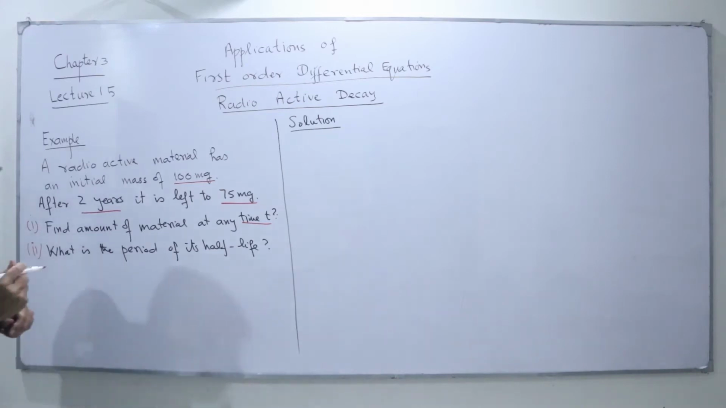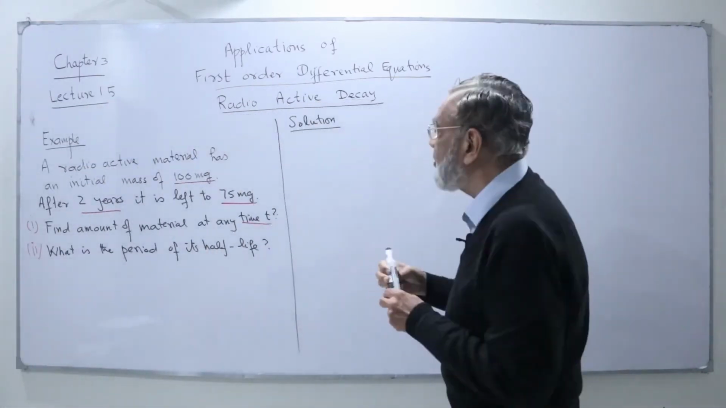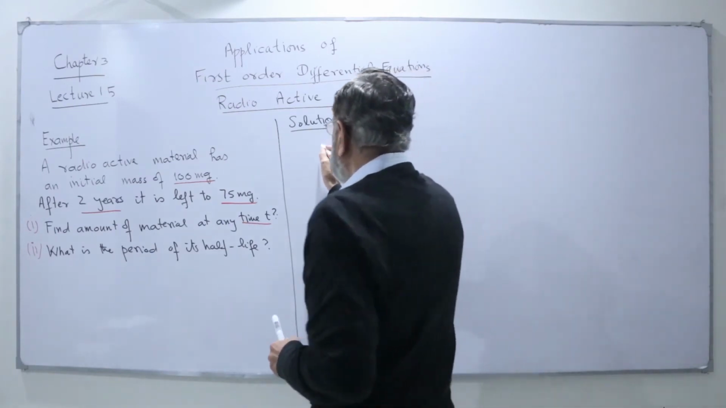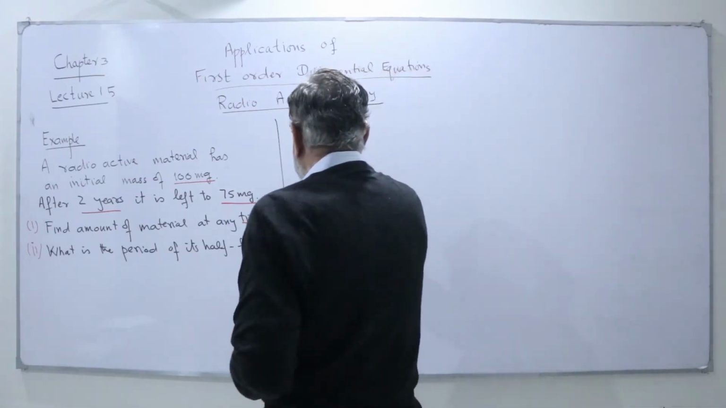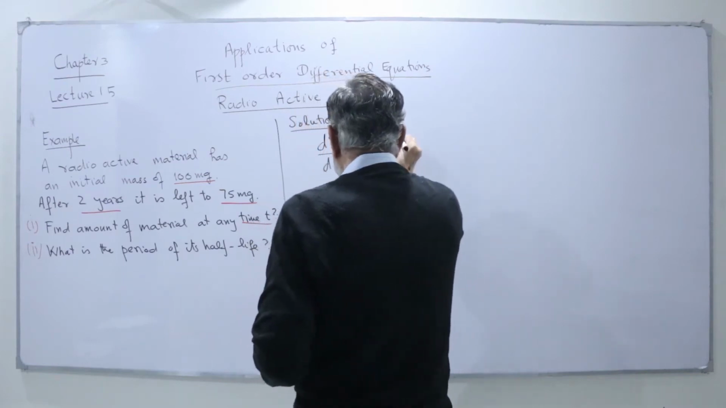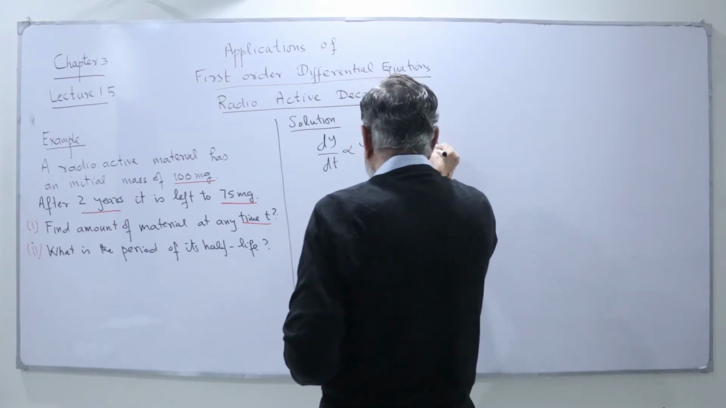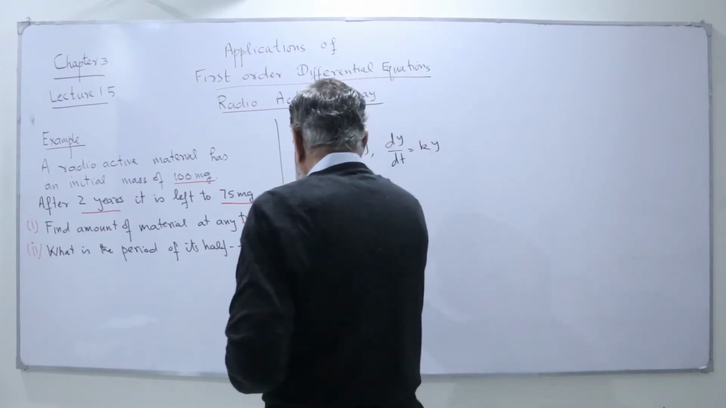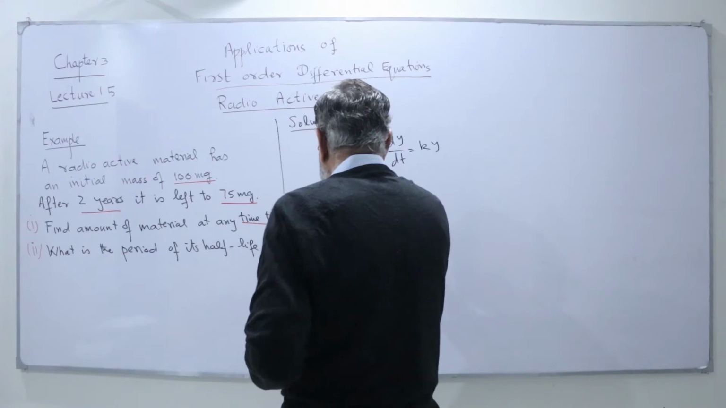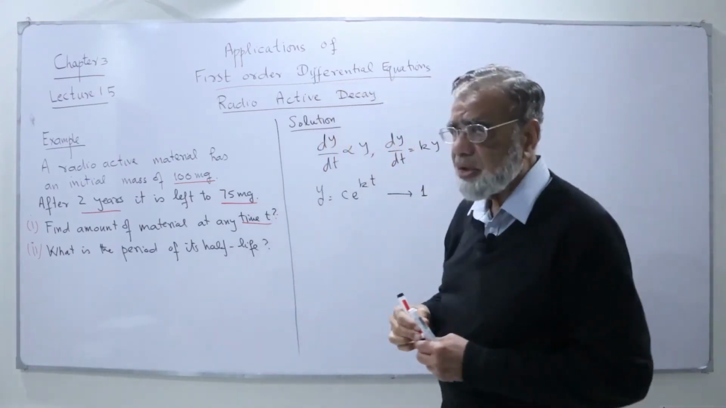Now when you want to find the solution, as I said, it's radioactive material, so some things come immediately to our mind: that the rate of decay of the material y is proportional to y, or we say dy/dt = ky, and we solve it and get y = c e^(kt). As I discussed before, this is my general solution.